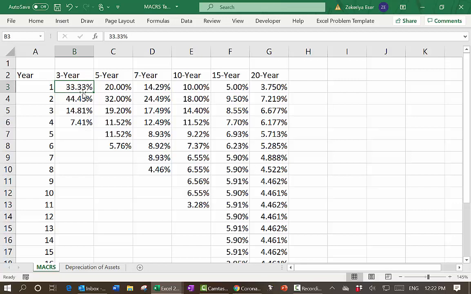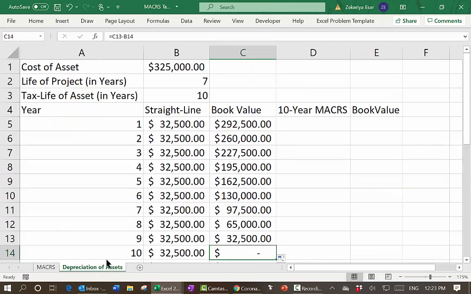The first year is not any different from 3 years straight line. You deduct exactly 1/3 of the asset, but second year is much higher and then much lower. In this case, let's have the tax life of the asset for straight line 10. For MACRS, tax life of the asset is 11 years because I'm going to assume that this asset has a 10-year MACRS schedule. You're going to write it off exactly in 11 years.